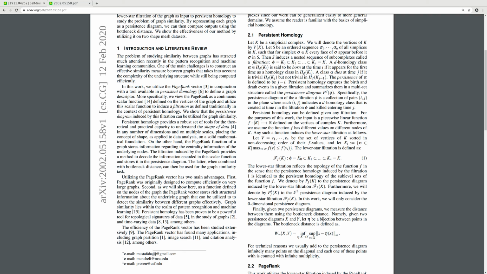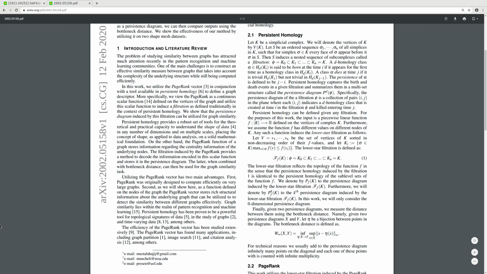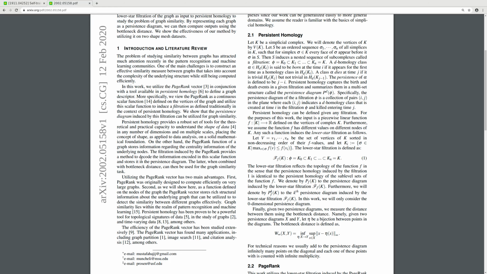Persistent homology provides a robust set of tools for the theoretical and practical capacity to understand the shape of data in any number of dimensions and on multiple scales, placing the concept of shape as applied to data analysis on a solid mathematical foundation. On the other hand, the PageRank function of a graph stores information regarding the centrality of the underlying nodes. The filtration induced by PageRank provides a method to decode information encoded in this scalar function and stores it in a persistence diagram. The latter, when combined with the bottleneck distance, can then be used for a graph similarity task.